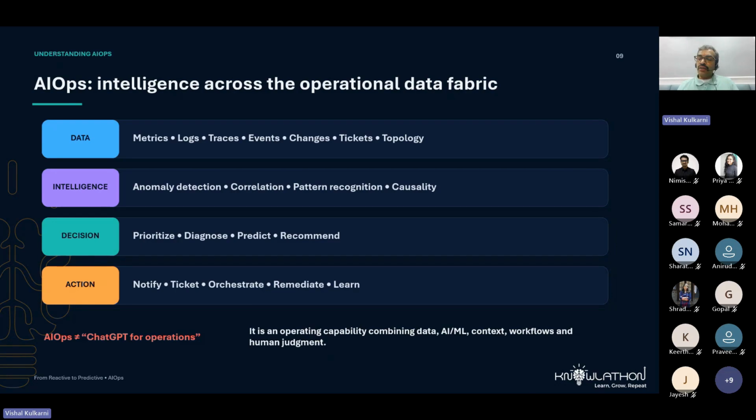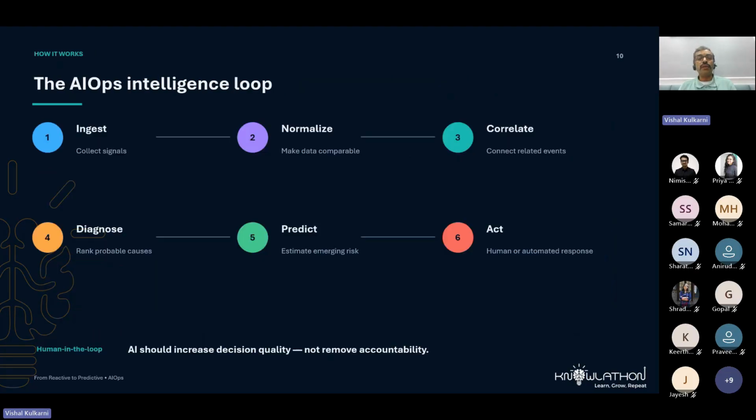Let's go ahead and see what the intelligence loops look like in practice. In the AI intelligence loops, we have ingest, normalize, correlate. We have diagnose, predict, and act. Typically, the way we look at it, the AI should increase the decision quality, and it should not remove the accountability. A recent example: Amazon, right?